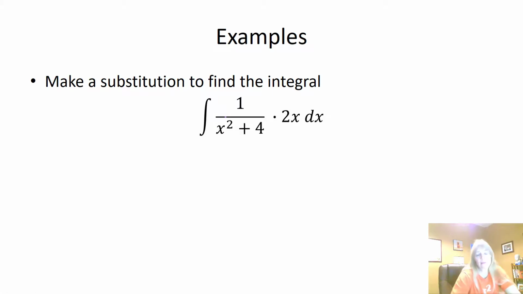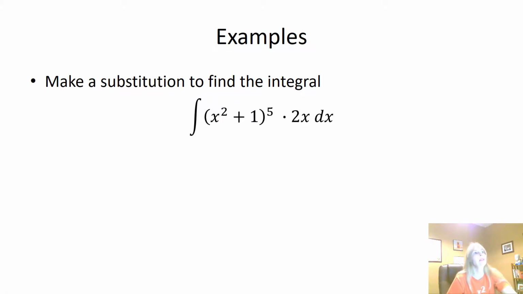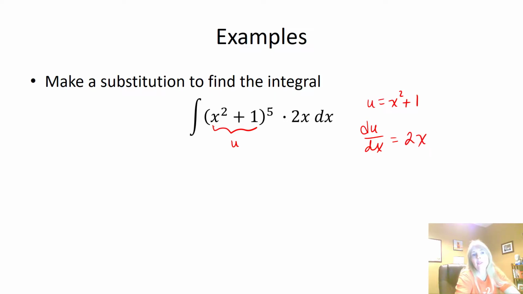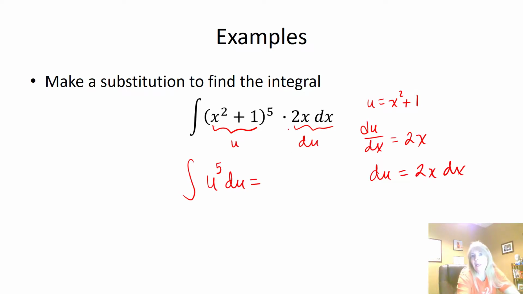Here I see that my inside is what is actually inside the parentheses, so I'm going to call that u. Over here, u equals x squared plus 1. I'm going to do the same thing: take the derivative with respect to x, which is 2x, and then move the dx to the other side. I can substitute that for du, so I get u to the 5th du.